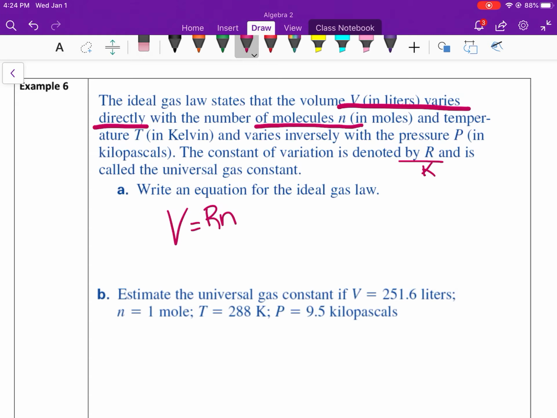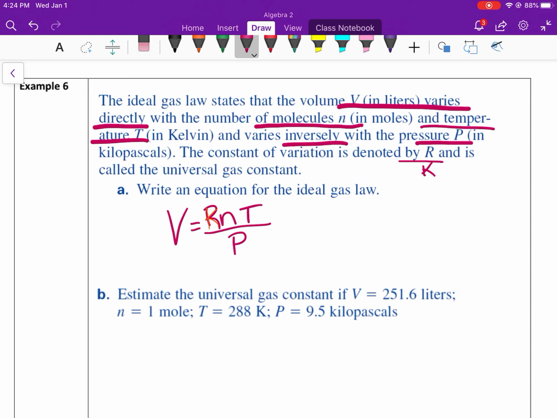Oh, it varies directly with N and T. So N and T. And then it varies inversely with pressure P. So inversely with P. And then remember that R is really like our K. That's our constant of variation. But this one has a special variable for it. So that's the model.